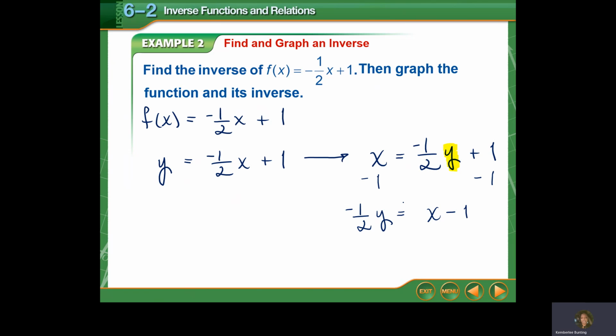Something's about to happen. Because I got to get rid of that fraction, right? Now we could divide everything by the fraction negative 1/2. But that'll make things a little messy. And I know how much you guys love fractions, right? So let's do this. You see the negative 1/2 Y? Remember this, young people. If you multiply by the reciprocal of a fraction, that will turn it into 1.